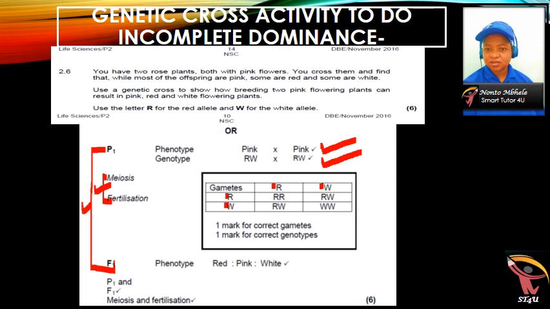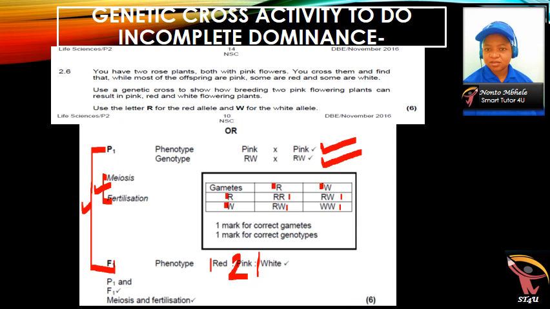The phenotype for the F1 generation, the offspring, will then be, as you can see, 1 red, 2 pink, and 1 white. So this is your phenotype, and then your genotype will be 1 big R big R, 2 big R big W, and also 1 big W big W. That will be your genotype as well.